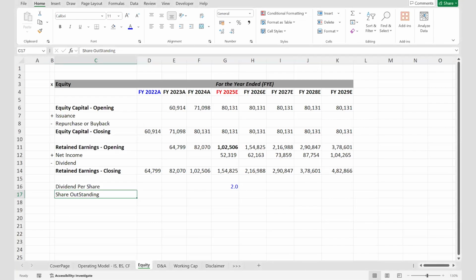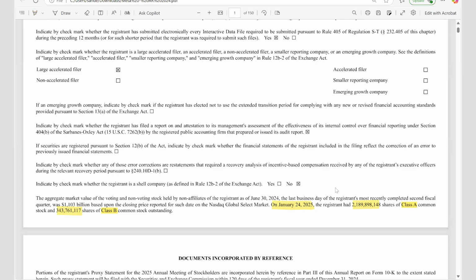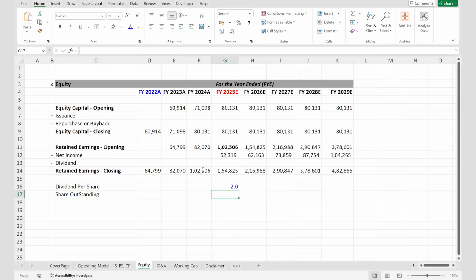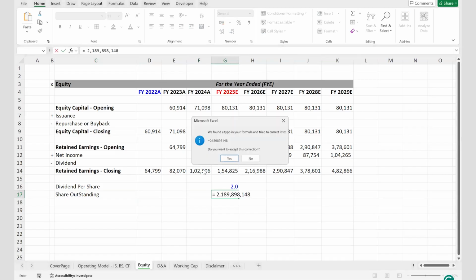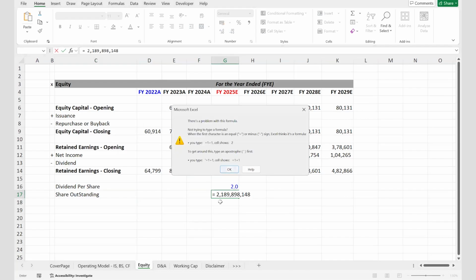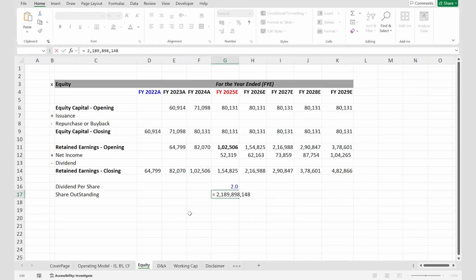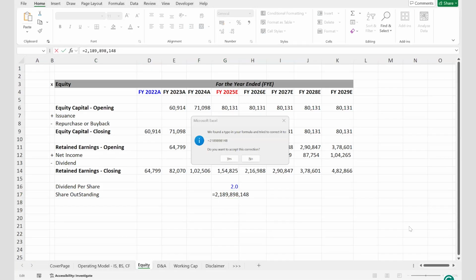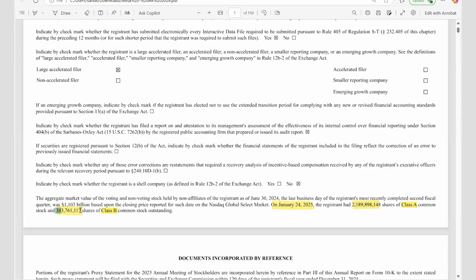2,189,898,148. Yeah, but they will pay dividends only to those shareholders up to December 31st, 2024. No, that's not the case. For that also I need to check. Firstly, let me just put the data and then we will talk about that. That's a good question that you have raised. Let me just punch this number and then I will give you the answer for that also. So this is the number and class B is this, correct?